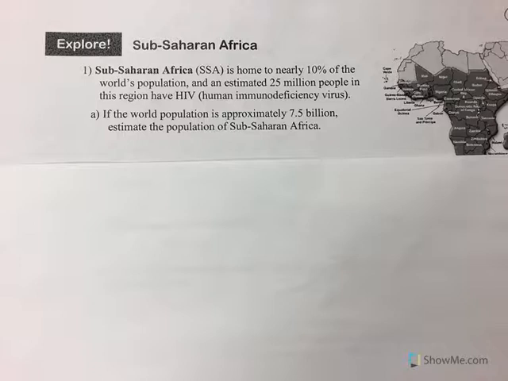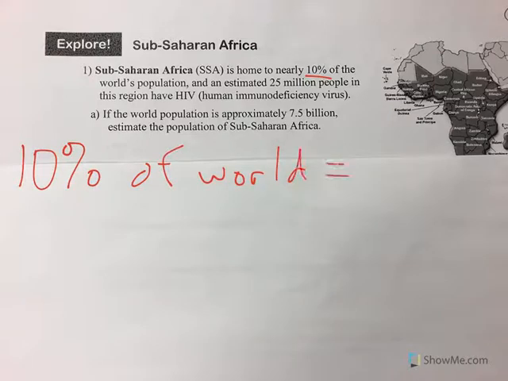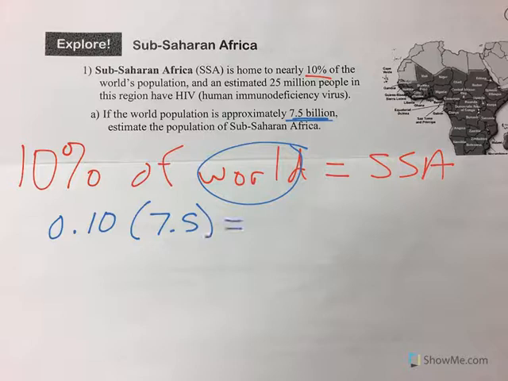Okay, part A. If the world population is approximately 7.5 billion, estimate the population of Sub-Saharan Africa. So think about what this means. We know 10% of the world lives in Sub-Saharan Africa. We can set this up either as a proportion or as an equation, but think of this. You know that the world is 7.5 billion. So 10% times the world is Sub-Saharan Africa, which would be 0.75 billion.